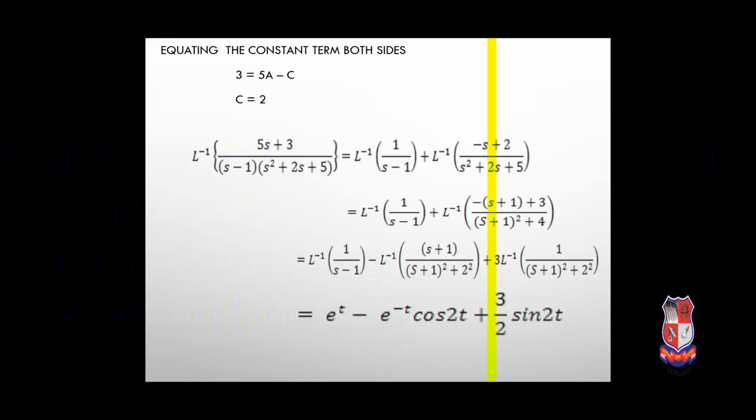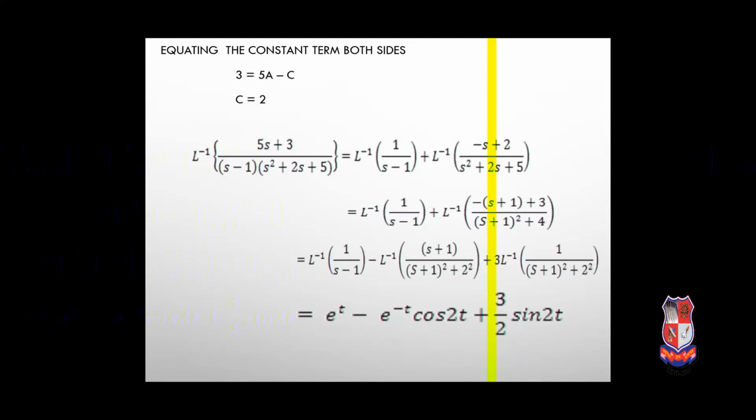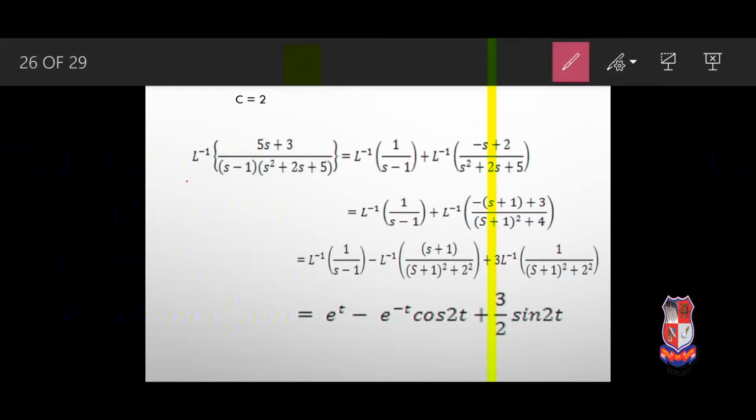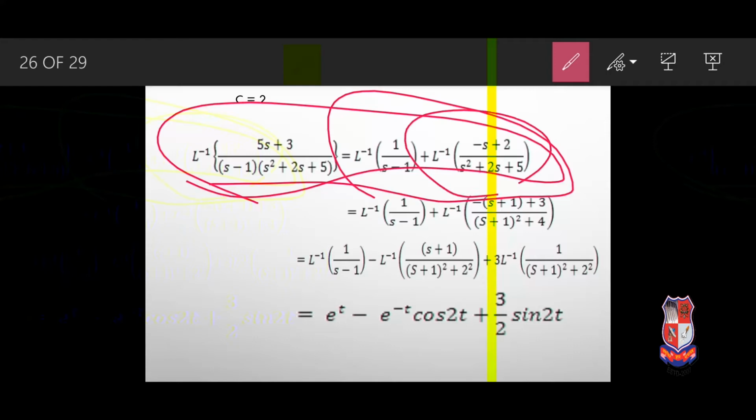Then we put the values of a, b and c in the above Laplace transform expression. Then it becomes this, and then we have to find the inverse Laplace transform of this. Inverse Laplace of 1 upon s minus 1 is e raised to t, but here we can't find the inverse Laplace of the other term directly, therefore let us simplify it.